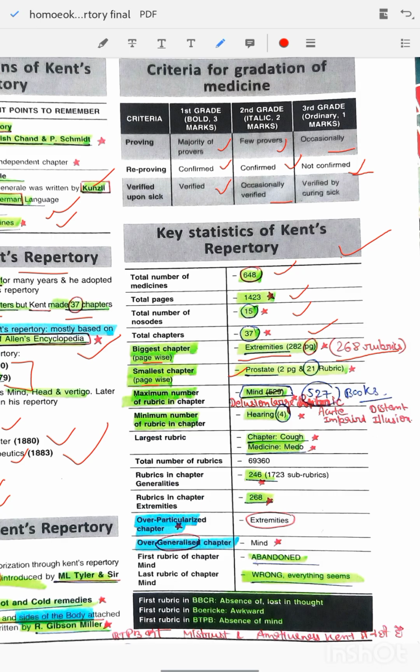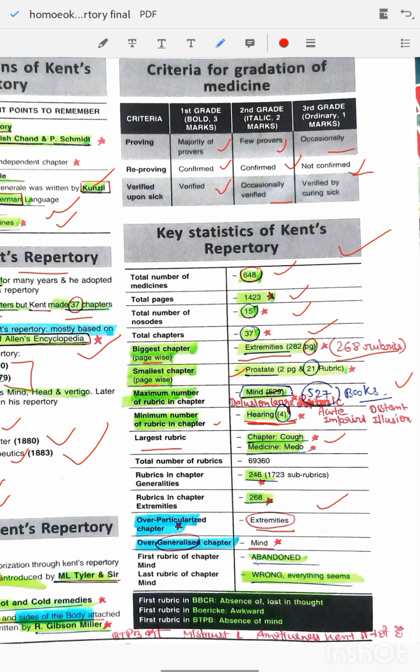Maximum number of rubrics in a chapter is in mind. Minimum number of rubrics in a chapter is of hearing. There are only 4 rubrics. Largest rubric you will find in chapter cough and the medicine would be Mido. Total number of rubrics is 69,360. Rubrics in chapter generalities is 246. Rubrics in chapter extremities is 268. The over-particularized chapter is extremities and the over-generalized chapter is mind.